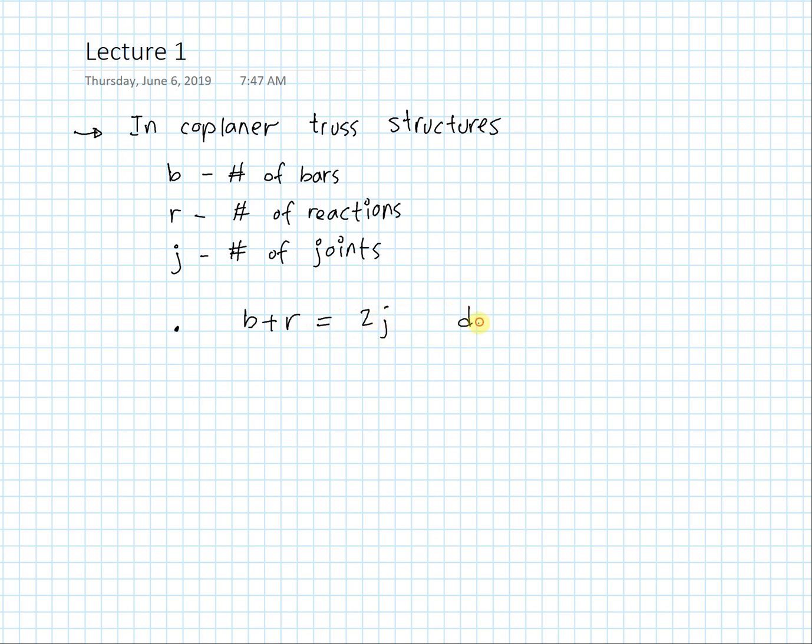We have determinacy. So our truss structure will be determinate. If B plus R is greater than 2J, we're going to have indeterminacy. And when B plus R is less than 2J, we tend to have instability. So our structure is going to be unstable, perhaps globally, perhaps locally at a single element.